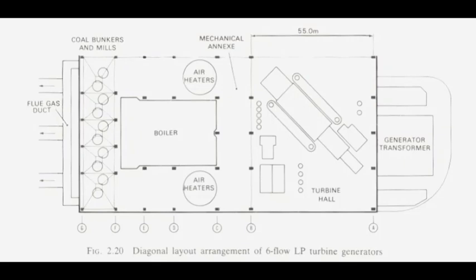The diagonal layout arrangement of the turbo generator shows that the space arrangement is made in such a way that the turbo generator is diagonally placed for better control of the system, process flow, and accessibility of the various locations of the plant.